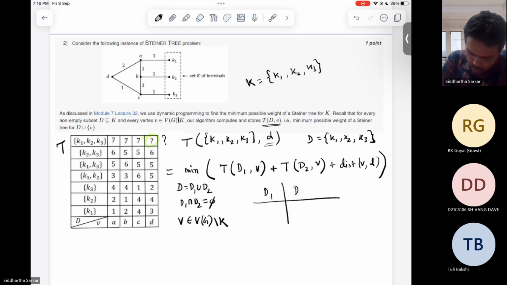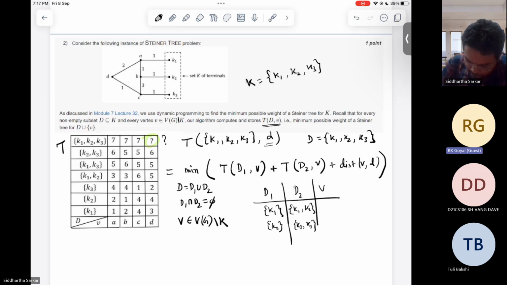D1, D2, and V. Four. What are the four? Say this set of terminals has three elements, so there would be four mutually disjoint subsets of this set. What are they? K1, K2, K3 all alone and a phi. Because if we consider D1 as K1 and D2 as K1, K2, the intersection of D1 and D2 won't be equal to phi.